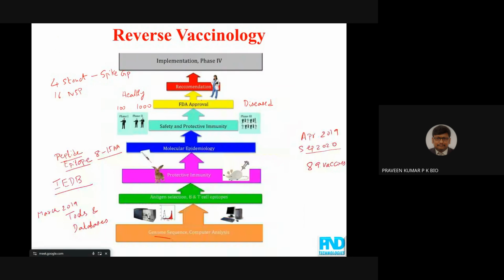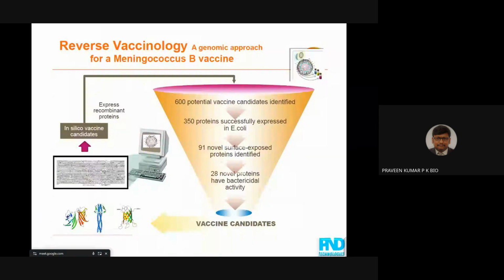Even for these vaccines, we can take them for safety, and if it is safe, we can go with FDA approval, that is post-marketing surveillance, which comes under phase four trials. And if it is recommended, it can be used. Now let me come up with an example for reverse vaccinology.